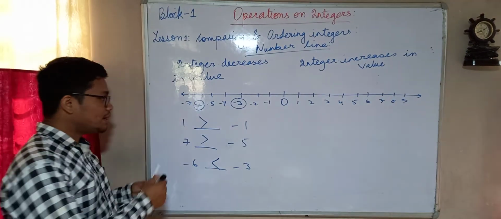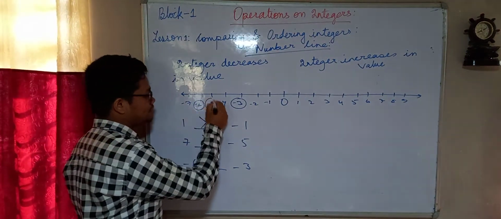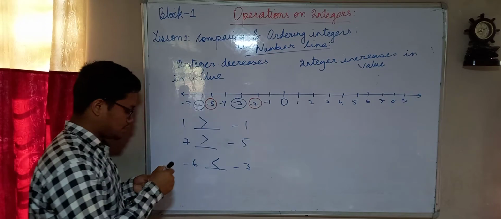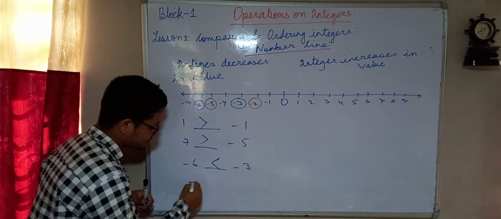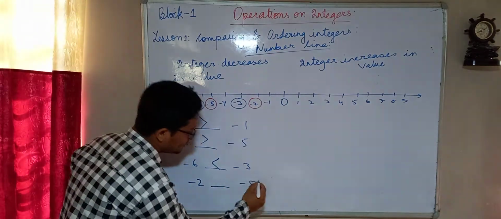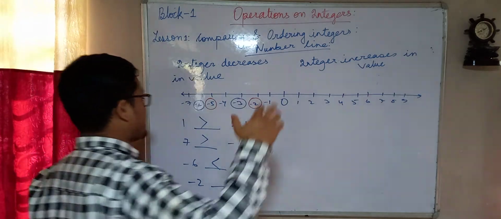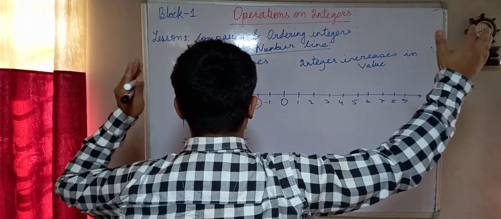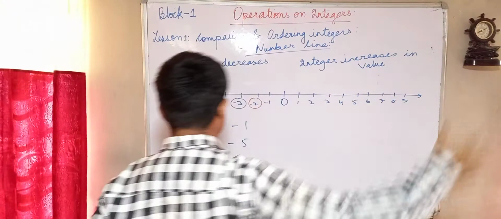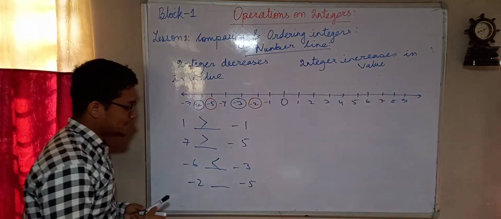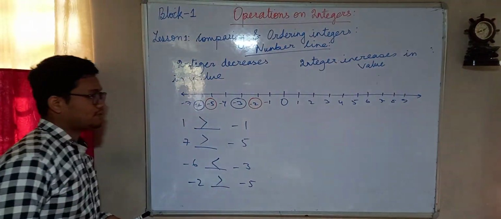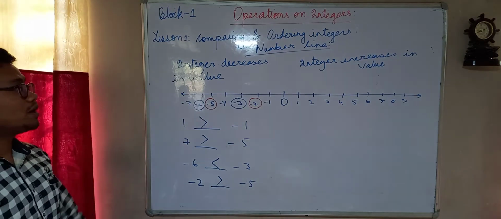Okay children, similarly let me take another example, minus 5 and minus 2. Let me write minus 2 and minus 5. If you look carefully, minus 2 is on the right side and minus 5 is on the left side. So minus 2 will always be bigger than minus 5. This is how we compare integers.